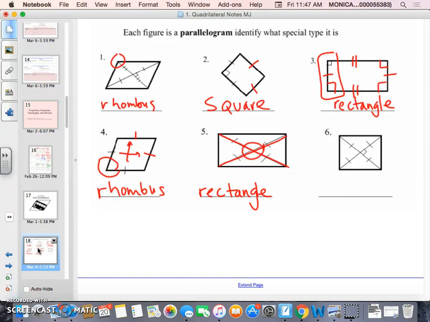And lastly, this beautiful shape, number 6, has all the beautiful characteristics of a square. Knowing this, I can also say that these sides are equal and they're all going to cross at a 90-degree angle. Okay, let's go ahead and go through this checklist together.